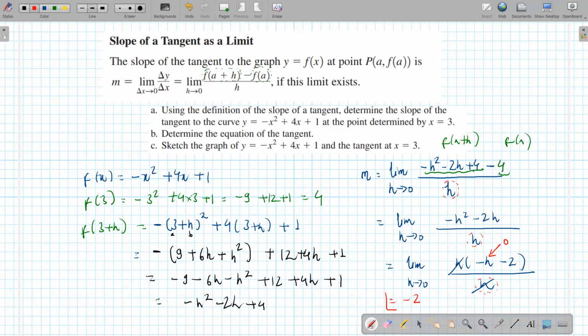There you go. That's the slope of the tangent line, and that's the answer to part A. Did that make sense? Kind of complicated, but it is what it is.